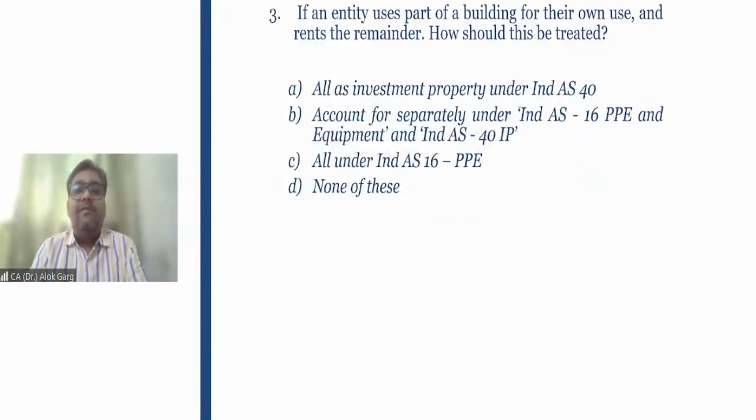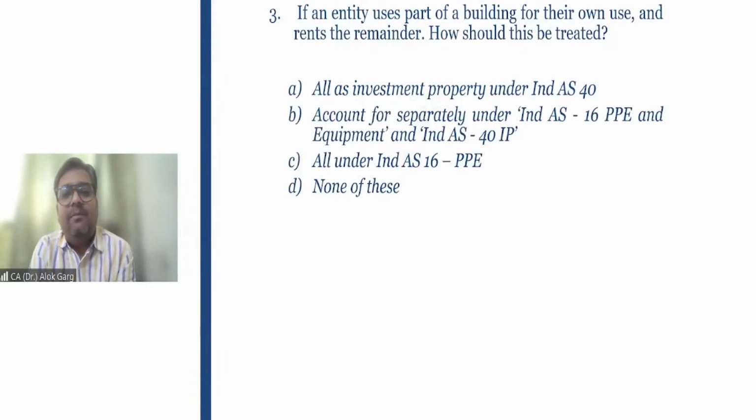Question number 3. If an entity uses part of a building for their own use and rents the remainder, how should this be treated? So partly for the purpose of business premises and partly for renting purposes, how should this be treated? All as investment property under Ind AS 40, or account for separately under Ind AS 16 PPE and Ind AS 40 investment property?